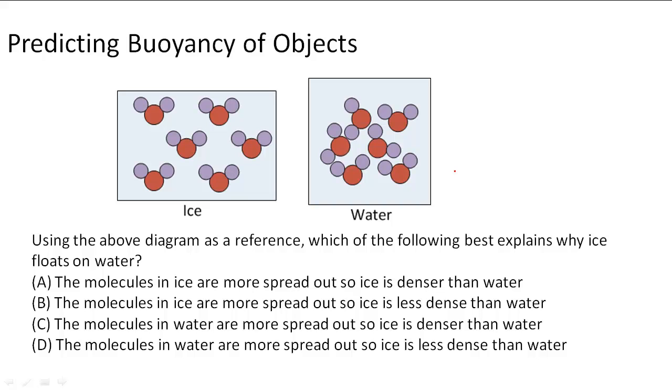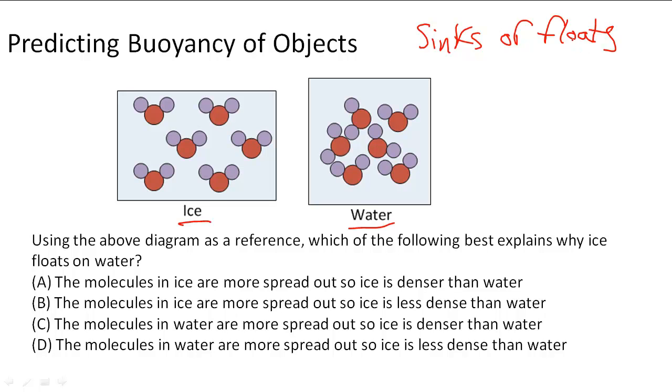Predicting buoyancy of objects. So in this example problem, we're given pictures of ice and water molecules. It says, using the diagram as a reference, which of the following best explains why ice floats on water? So we know that buoyancy has to do with whether something sinks or floats.